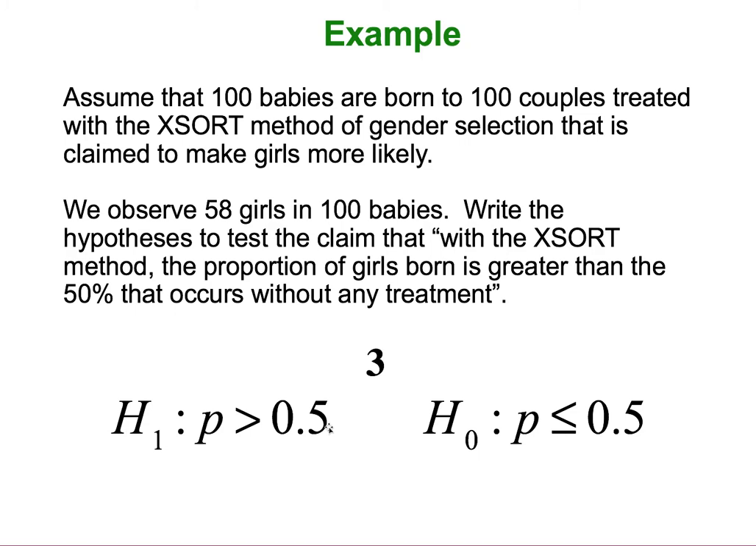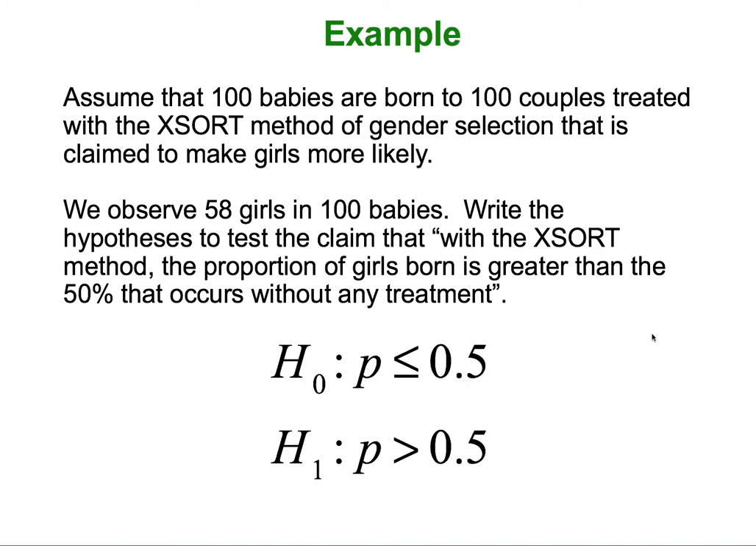And as I mentioned right at the beginning, when you write the original claim in symbolic form like this, you want to make a note that that's the original claim. It'll come in handy when we get to the final conclusion. So here are our two hypotheses. The null is the proportion is less than or equal to, and the alternative is the proportion is greater than, and I don't have it indicated here, but that is our original claim.